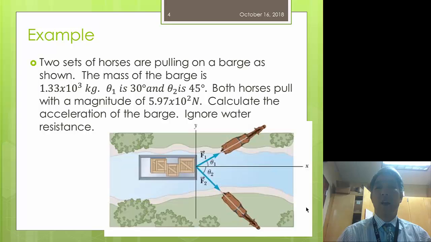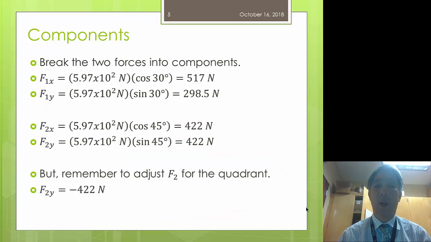So, for example, here I have two sets of forces pulling on a barge as shown. We have a mass of the barge, we have angles, and we have forces associated with the horses, or the two forces pulling the barge. It says ignore water resistance at this point, so again, that simplifies the problem. All I have are two forces that I really need to focus on.